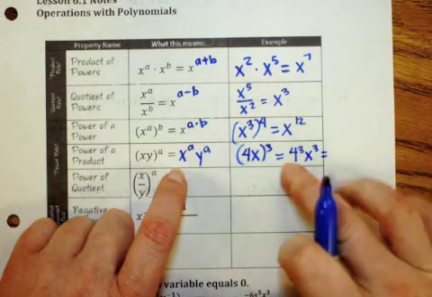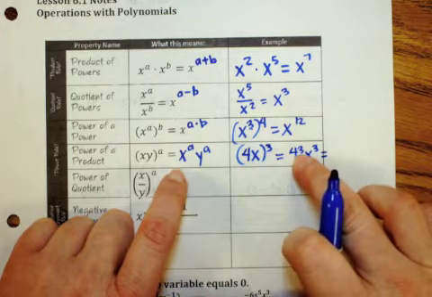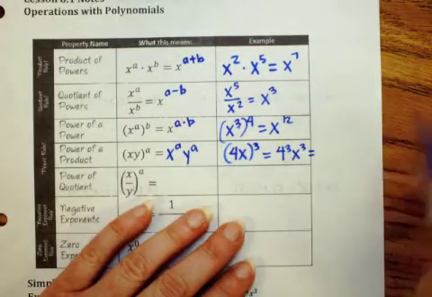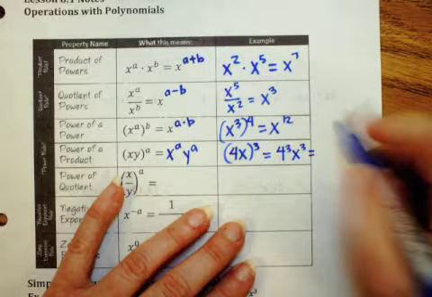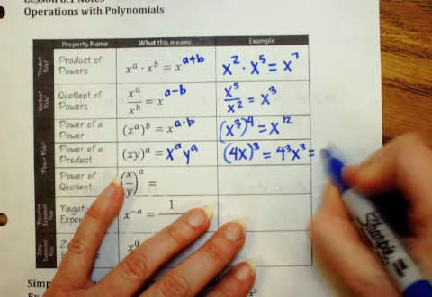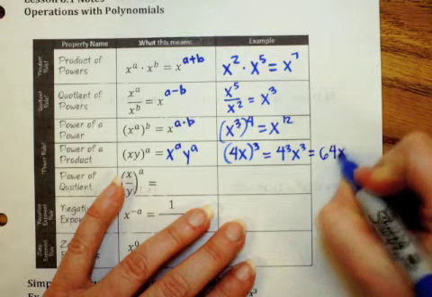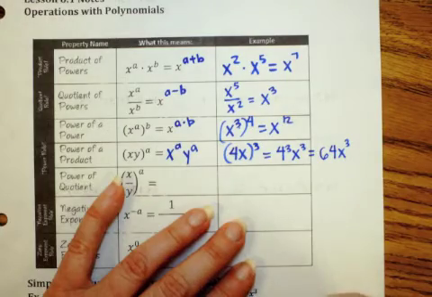Now in this case, if you can do the power, go ahead and do it. So what's 4 to the third? Use your calculator if you don't know, but it would be 4 times 4 times 4. Not 12, of course. It's going to be 64 x to the third.